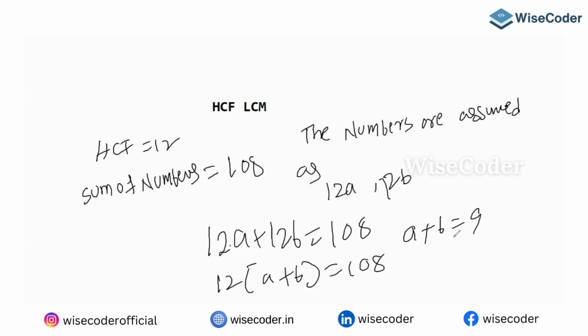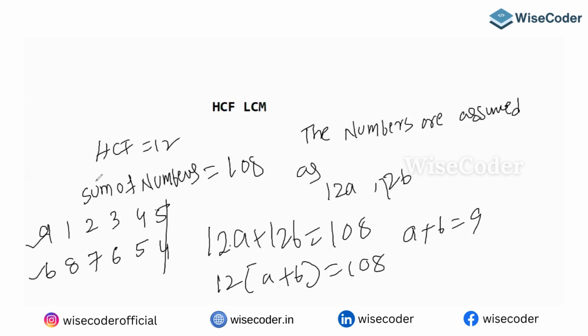So A plus B value must be 9. Let's take A and B. When A is 1, B must be 8. When A is 2, B must be 7. When A is 3, B must be 6. When A is 4, B must be 5. When A is 5, B is going to be 4. So how many pairs are there?